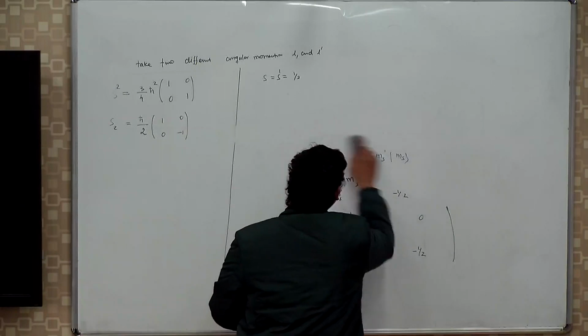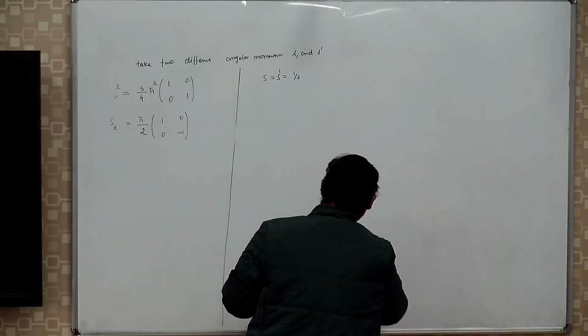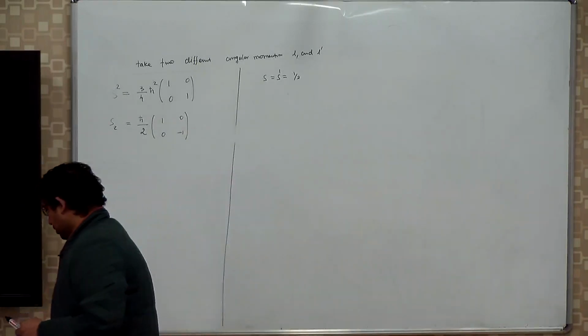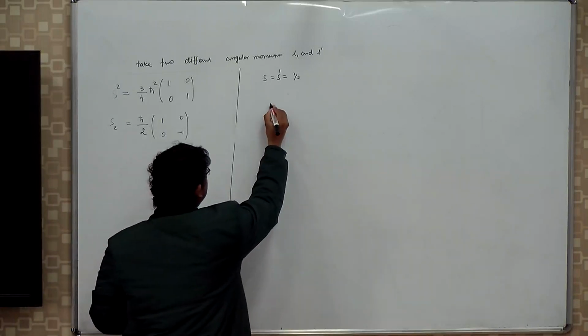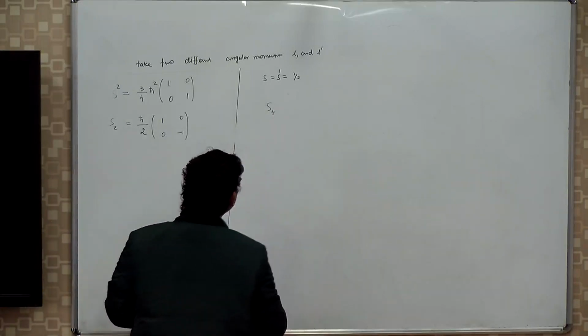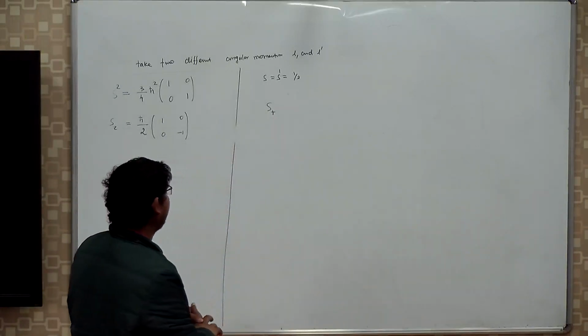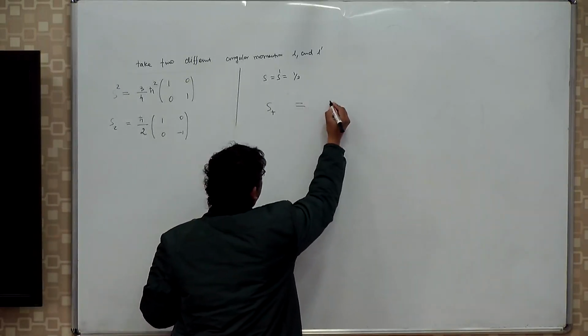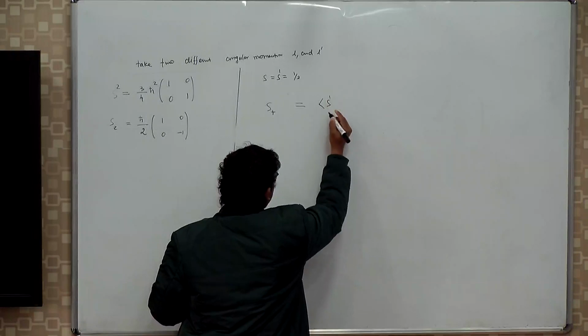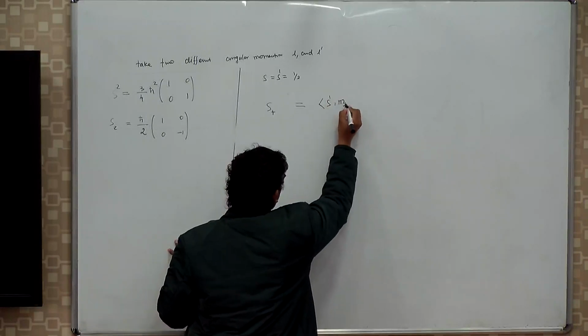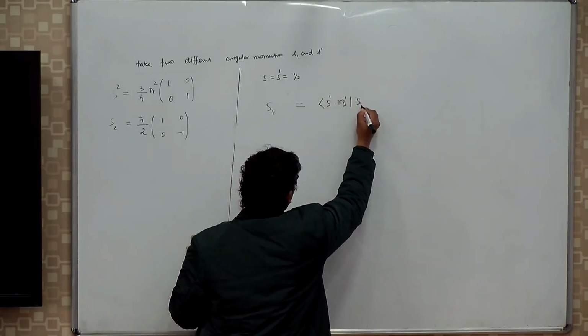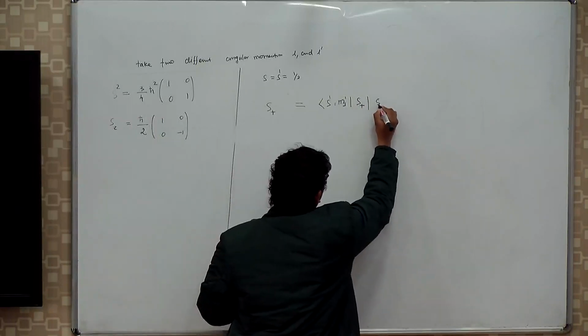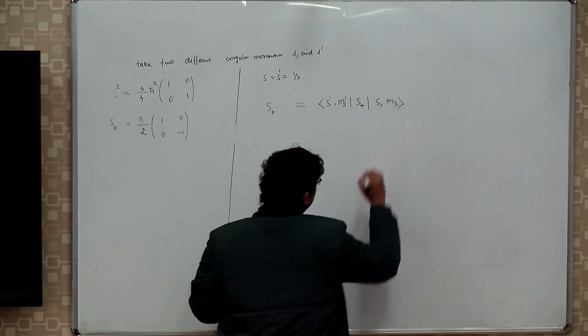Again, for writing the raising operator S plus, with the orthogonality condition: <s dash, m_s dash | S plus | s, m_s>.